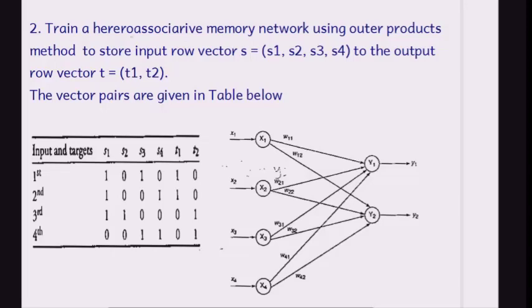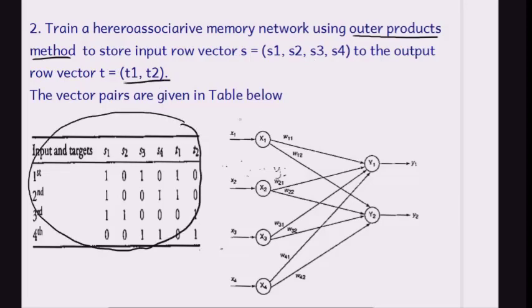Train a hetero-associative memory network using the outer products method. So we need to use the outer products method, not the Hebb rule, to store the input row vectors S1, S2, S3, S4 with outputs T1, T2. This is the table we will be using. It's the same network, only the method is different. Now let us see in what way the method is different.